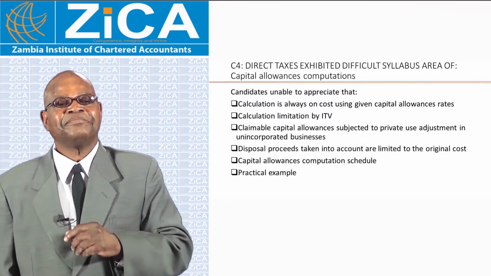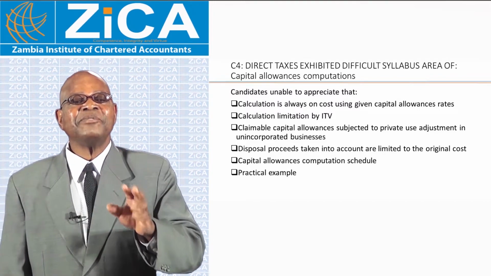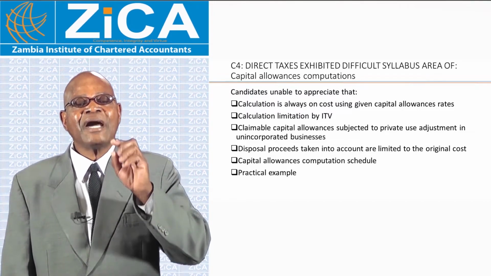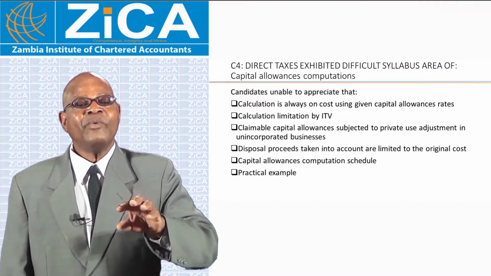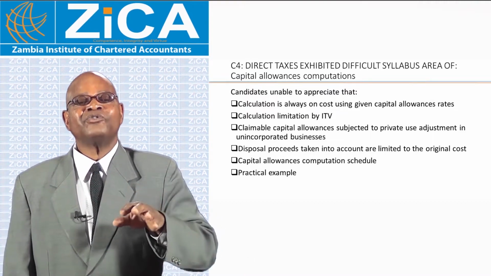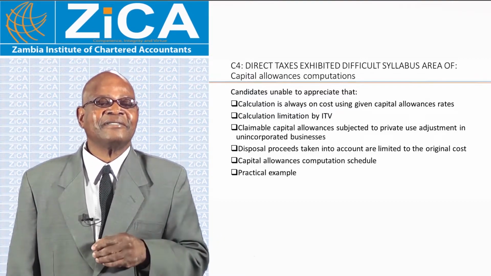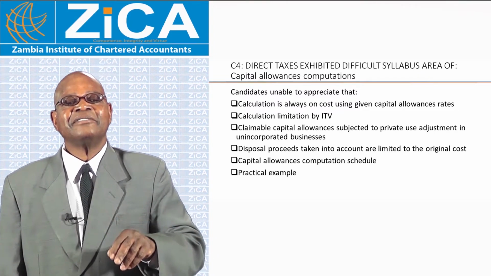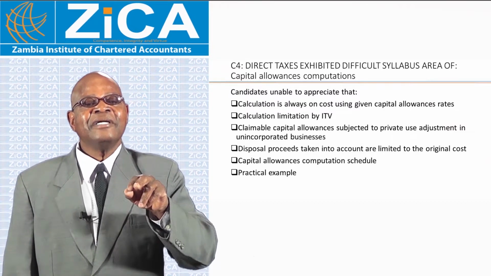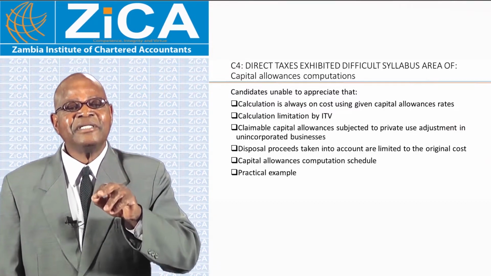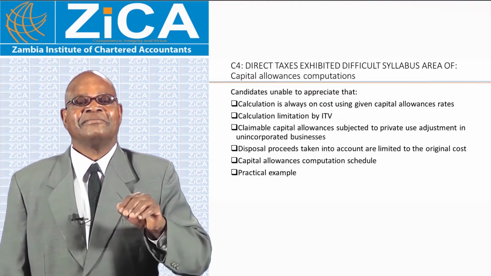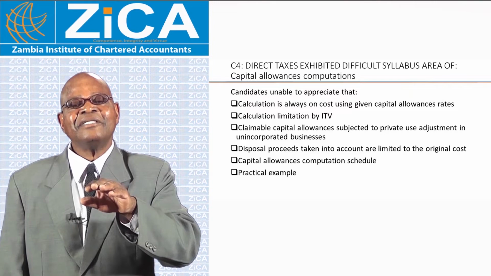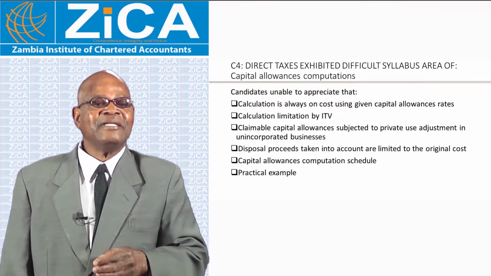Now, the next difficulty is on capital allowances computations. I think for a long time now, when a capital allowance question comes in with a few complications, most of the students have a problem in coming up with the right answer. And this is because most of the candidates will not be appreciating that calculation of capital allowances is always on cost. And this will be done using capital allowances rates, which will be given in the question paper anyway.